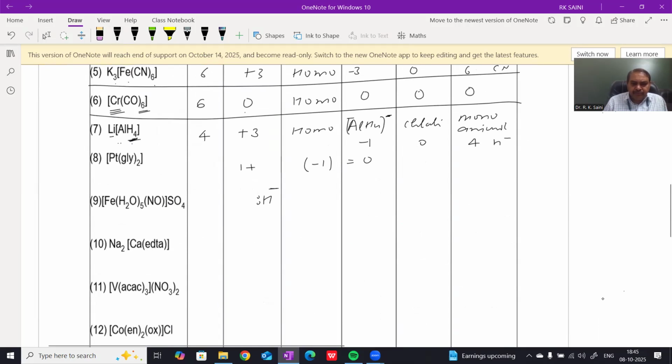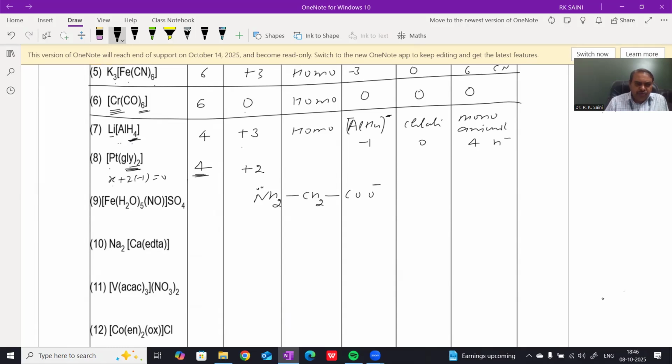Question 8. Coordination number is 4 because glycinate is a bidentate ligand in which the donor atoms are oxygen and nitrogen. Therefore, 2 glycinate ions mean 4 coordinate bonds, and the coordination number of platinum is 4. Oxidation state of platinum: glycinate carries -1. Therefore, X plus 2 minus 1 equals 0. Therefore, oxidation state of platinum is +2 because 2 glycinate ions each carry -1 charge.